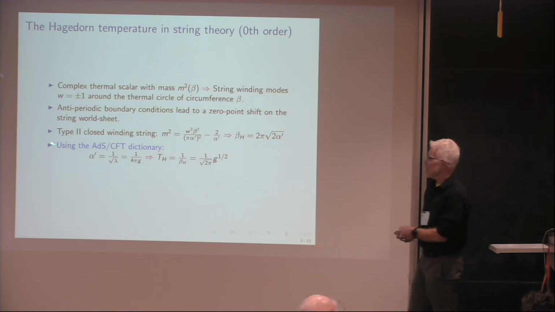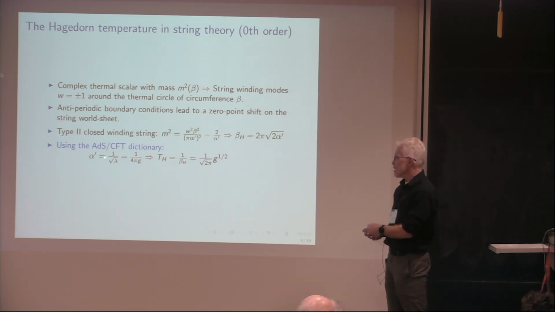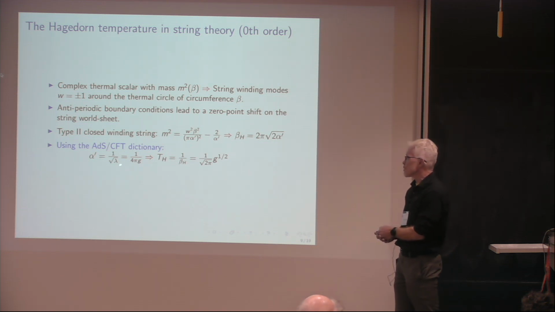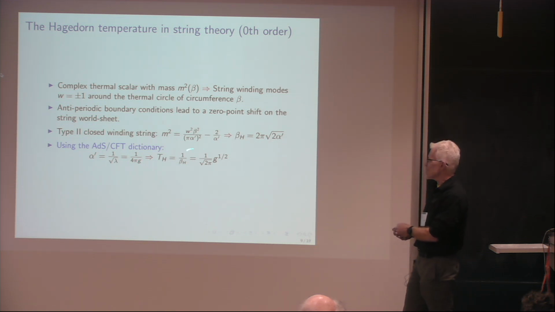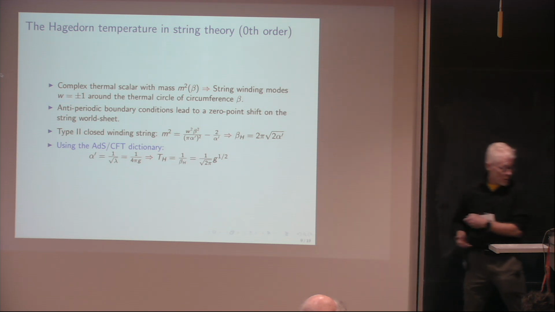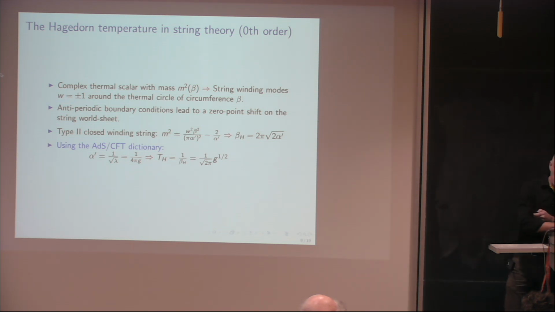And then using the AdS/CFT dictionary, where alpha prime is equal to 1 over the square root of lambda, which, remember, we're using g, which is 1 over 4 pi g, you find that the Hagedorn temperature is this result right here. So that's the first term.